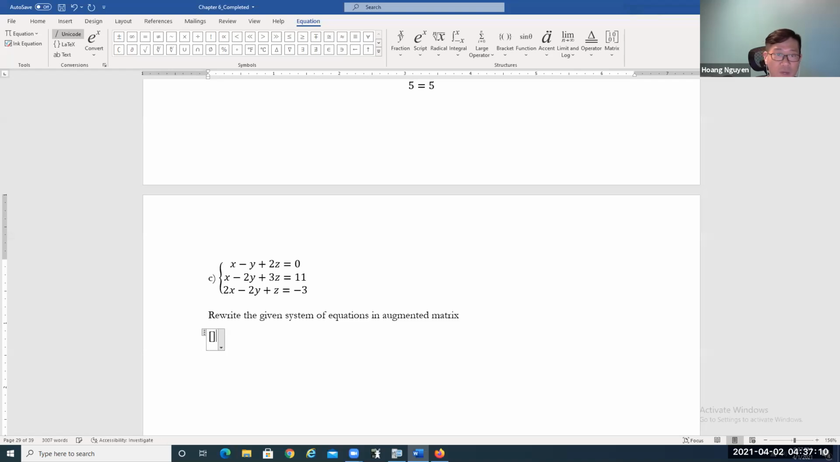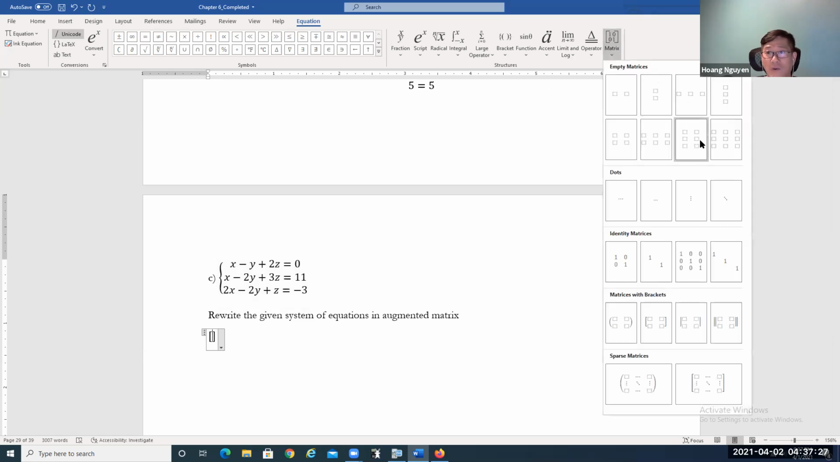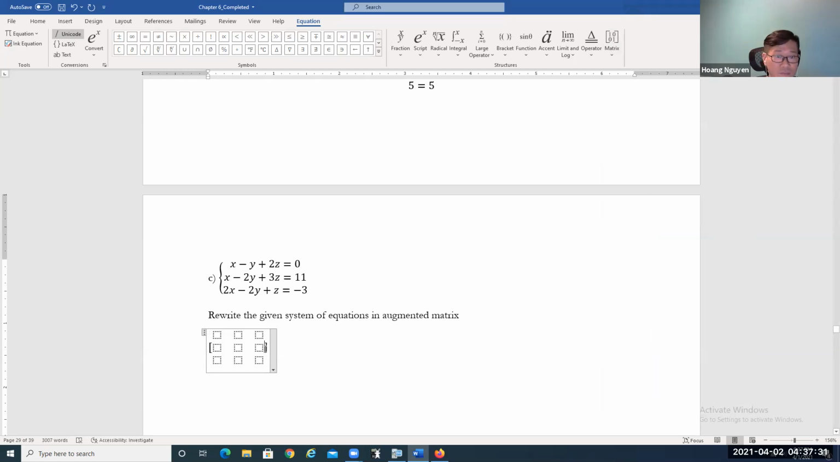So for this case, how big is this matrix? There should be 3 rows and 4 columns, right? We have 3 columns for x, y, and z, and we have another column for the constants. So that's why this matrix has 3 rows and 4 columns. Okay, so we only copy the coefficients.